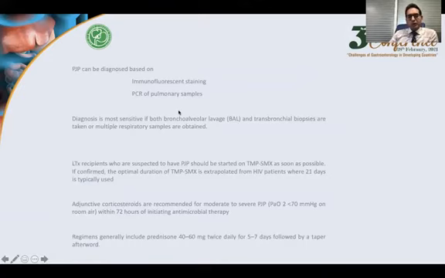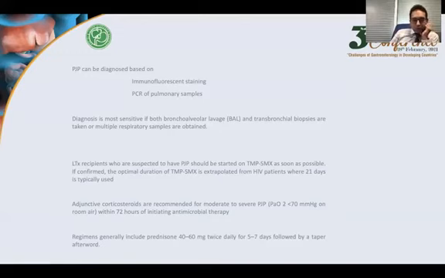PJP can be diagnosed on the basis of PCR and immunofluorescent staining. Diagnosis is most sensitive if both bronchial lavage and transbronchial biopsies are taken or multiple respiratory samples are obtained. Liver transplant recipients who are suspected to have PJP should be started on Septra as soon as possible. If confirmed, the optimal duration of Septra is extrapolated from HIV patients, where 21 days is typically used.